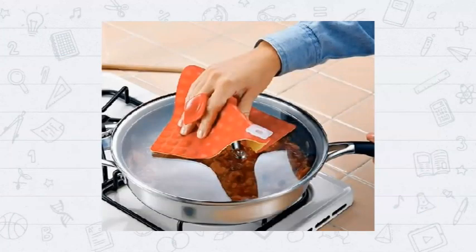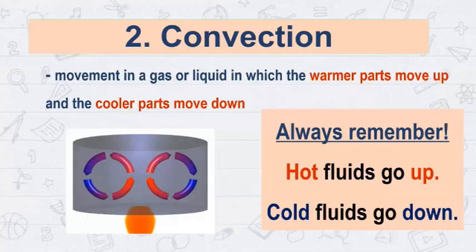No wonder we use pot holders made of fabric to act as insulator to prevent our hand from being burned by the conductor, which is the metal pan or pot. Amazing! Another kind of heat transfer is convection, which occurs in fluids. Always remember, hot fluids go up while cold fluids go down.